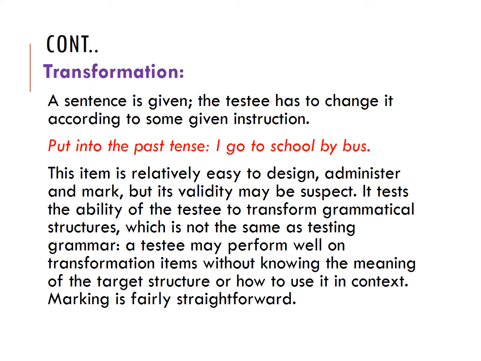Transformation. A sentence is given, and the testee has to change it according to some given instruction. For example, put into the past tense: I go to school by bus. This item is relatively easy to design, administer and mark, but its validity may be suspect. It tests the ability of the testee to transform grammatical structures, which is not the same as testing grammar. A testee may perform well on transformation items without knowing the meaning of the target structure or how to use it in context. Marking is fairly straightforward in this type.